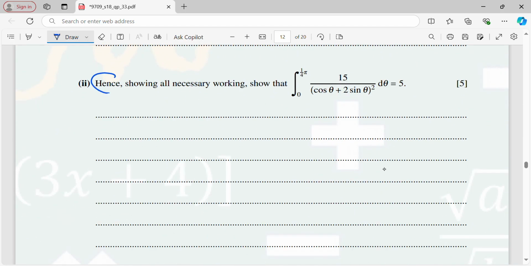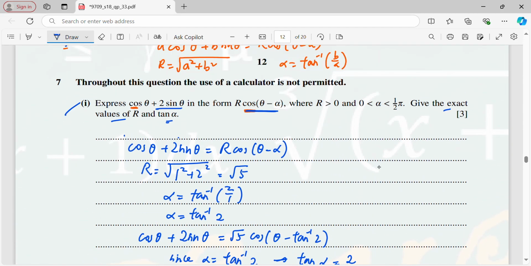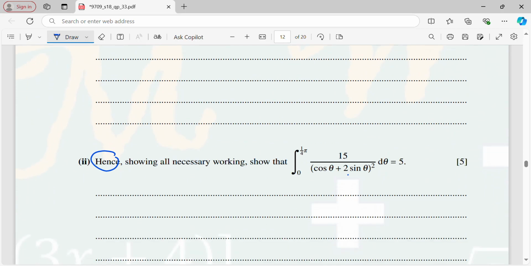Now, hence or otherwise, using the previous answer, showing all necessary working, show that this integral equals 5. So now, let's check. We have found the expression for cos theta plus 2 sin theta. That is square root 5 cos(theta minus inverse tangent 2). That means now here, I will replace this, right? So, the integral from 0 to pi over 4 of 15 over (cos theta plus 2 sin theta) squared.